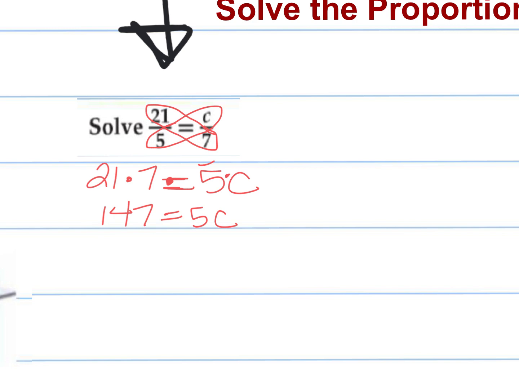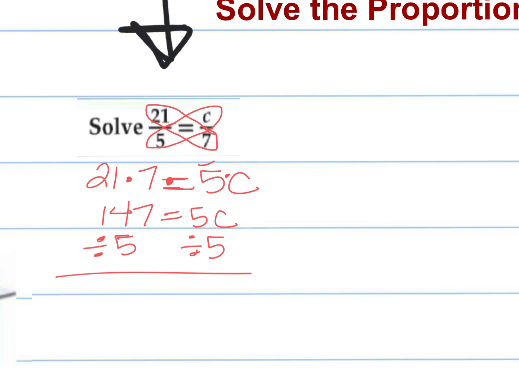We just automatically know that it's multiplying. So I know that 5 times something equals 147. If I go backwards and divide 147 by 5, it would get me to C. So what I'm going to do is divide both sides by 5, because 5 times C divided by 5 is just going to leave me with C.